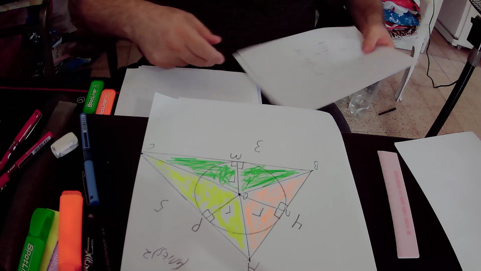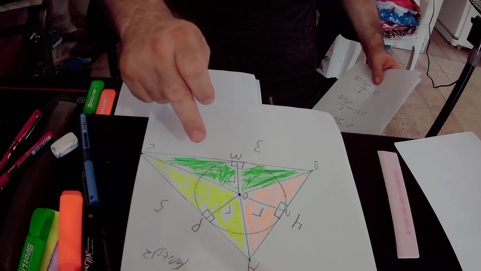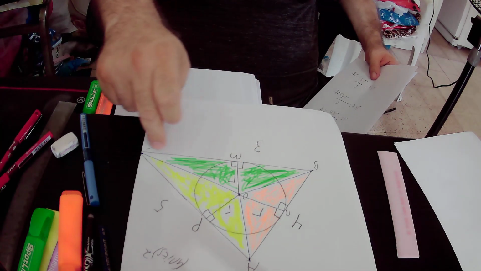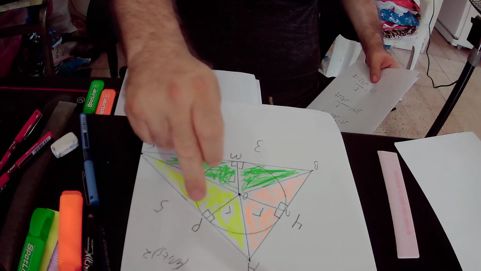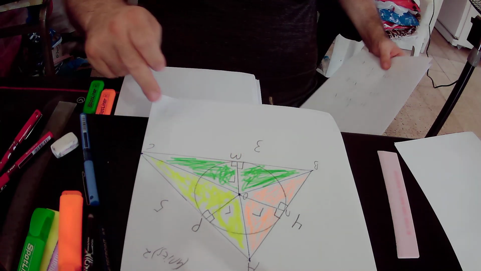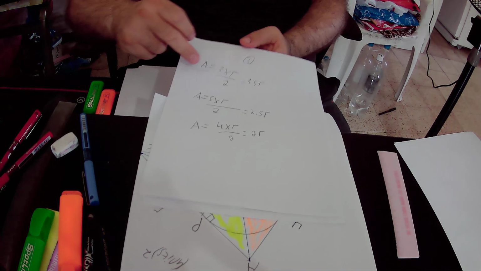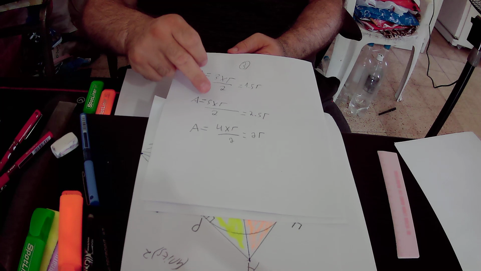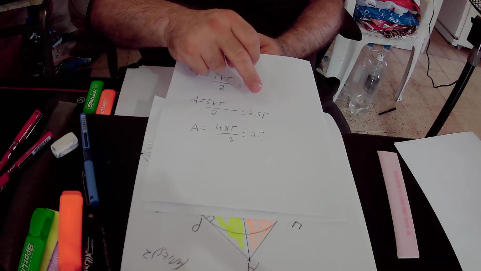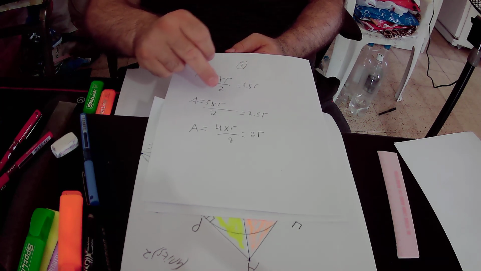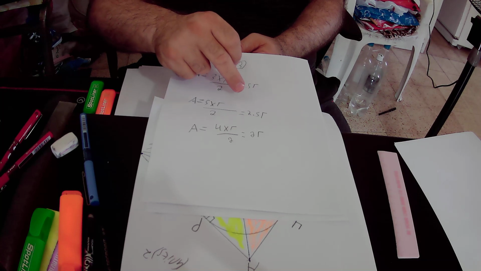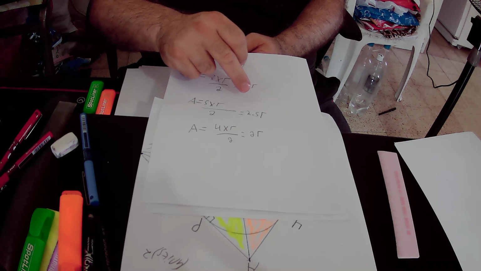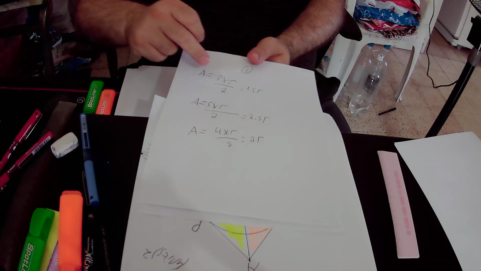Then we calculated the area of the yellow triangle. The area of the yellow triangle equals the base of the triangle, that is 5 units, times the height, that is the radius, all divided by 2. So the area of the yellow triangle equals 5 over 2 times the radius, and 5 over 2 equals 2.5. And in total we got the area of the yellow triangle equals 2.5 times the radius.